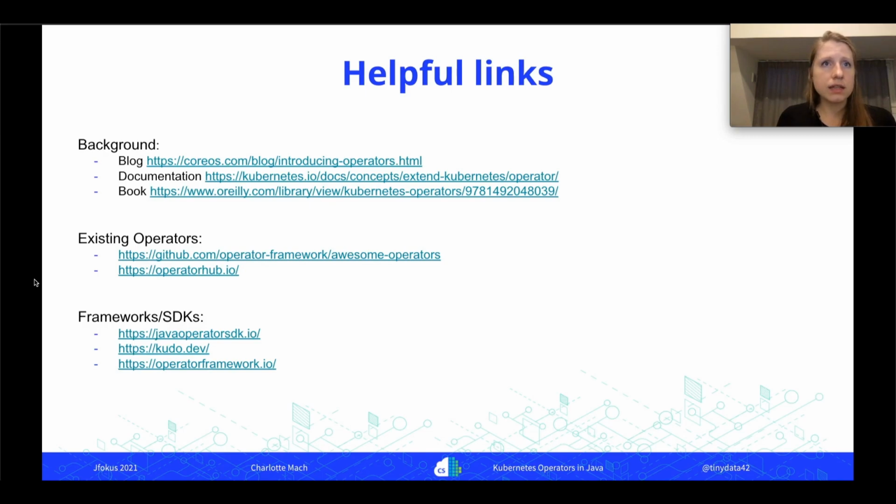The book that I mentioned, I'll link to it, is the Kubernetes Operators book. There's also the documentation on operators from Kubernetes, which is very helpful, and the CoreOS blog introducing operators. There's a lot of existing operators mentioned, for example, on this GitHub link for awesome operators. There's a few more out there, but the operator hub is, I think, the biggest one where you want to check first to see if anything that you want to install, anything that you want to operate, actually already has an operator. If it's not there, then that's where the frameworks and SDKs come in. So the Java Operator SDK, the Kudo framework, and the Operator framework.